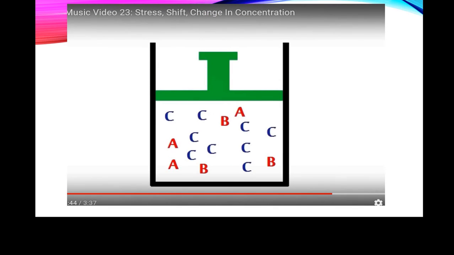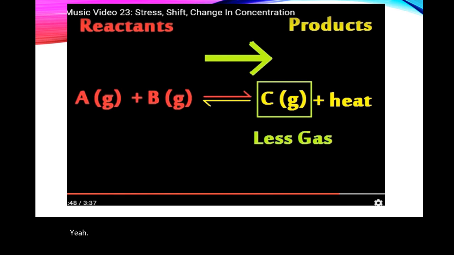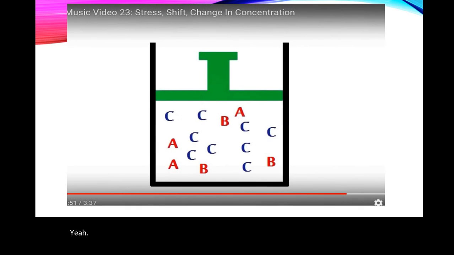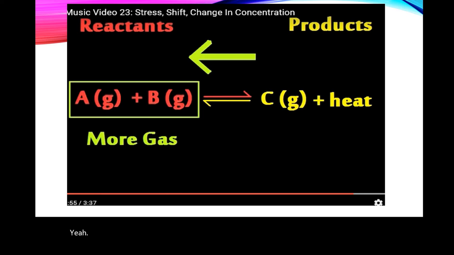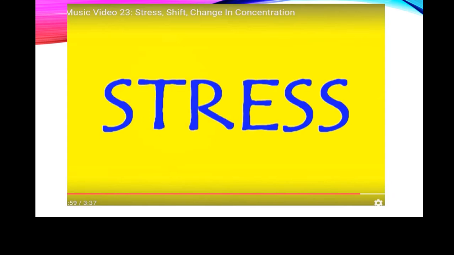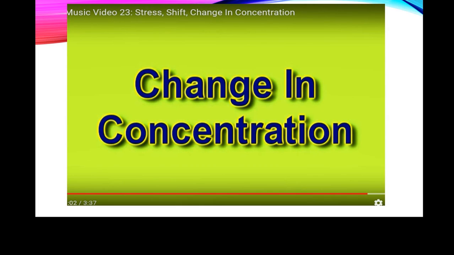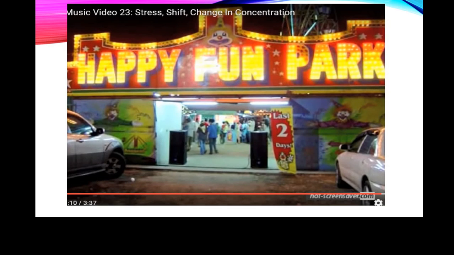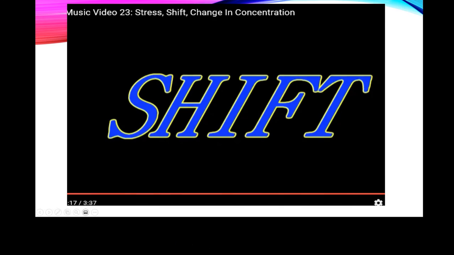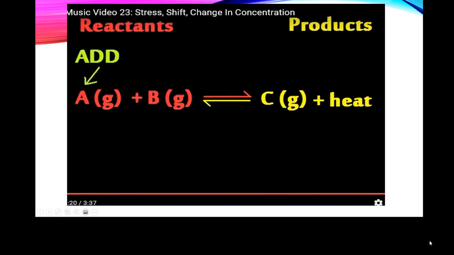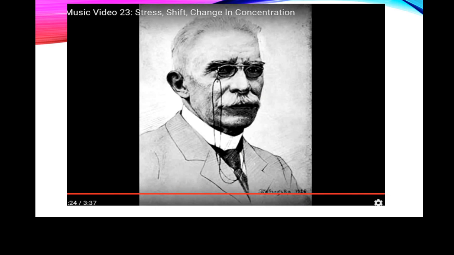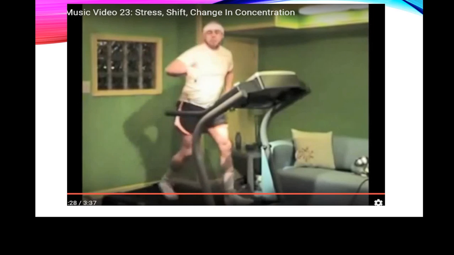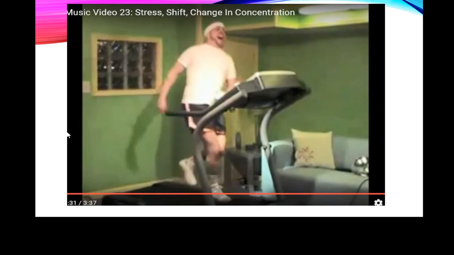If you raise the pressure, the side with less gas will score. If instead you lower P, shift to the side with more. Stress, shift, changing concentration. The Chatelier's is so much fun. Equilibrium shift for everyone.